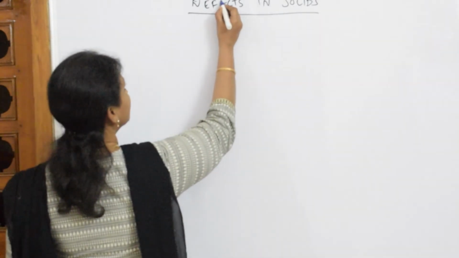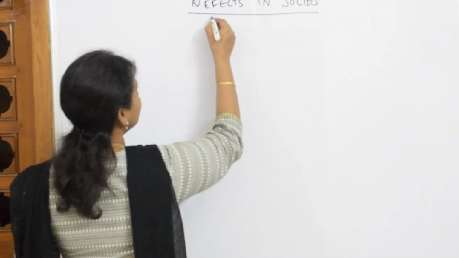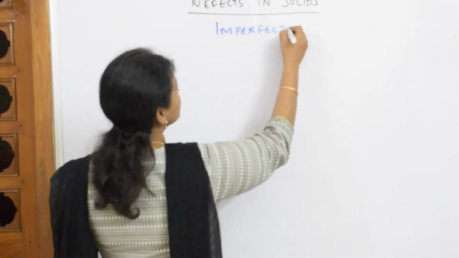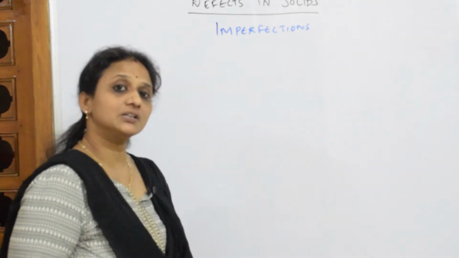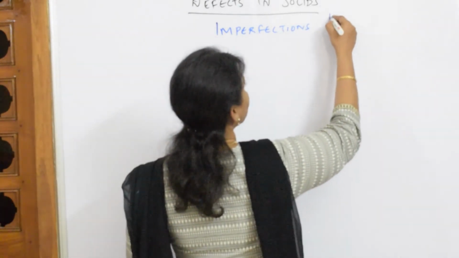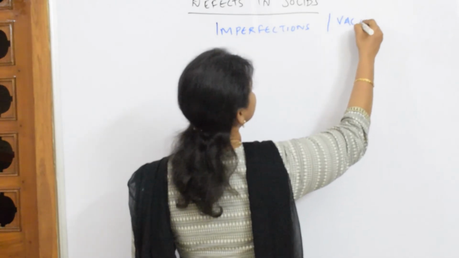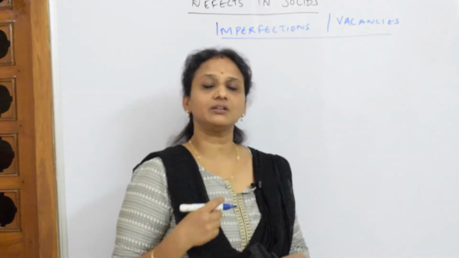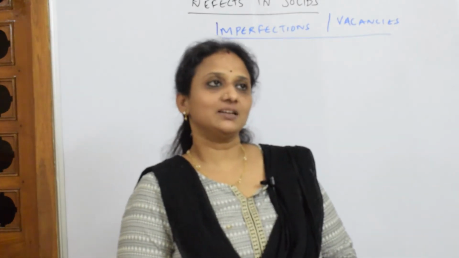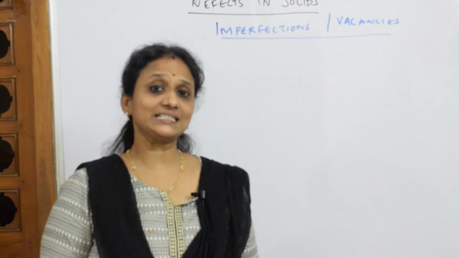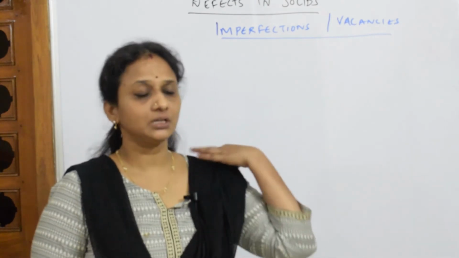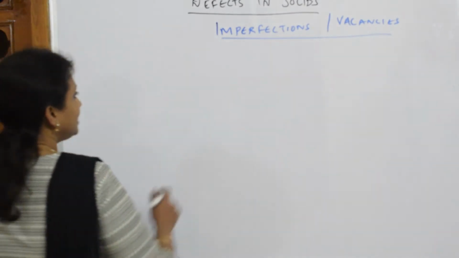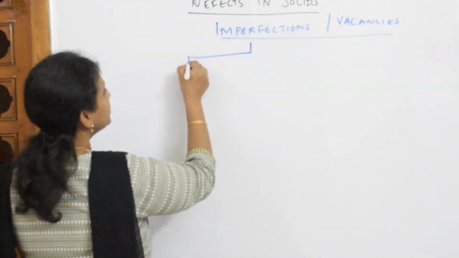So when I say defects in solids, the other name given for defects is imperfections. Imperfections, and the other name, if I can say, vacancies. Okay, vacancy. Why am I giving all these terms? I'm giving these terms because in your exam, when a question is asked how the density is increasing or decreasing due to this imperfection, don't get confused. Imperfection is basically a defect, a type of defect.